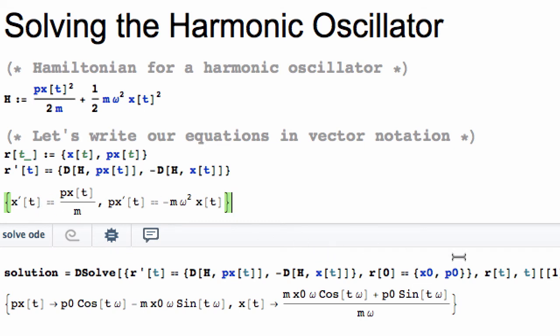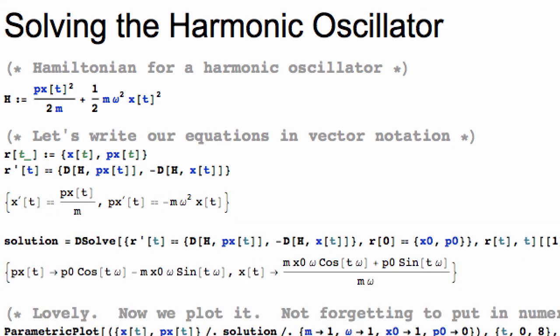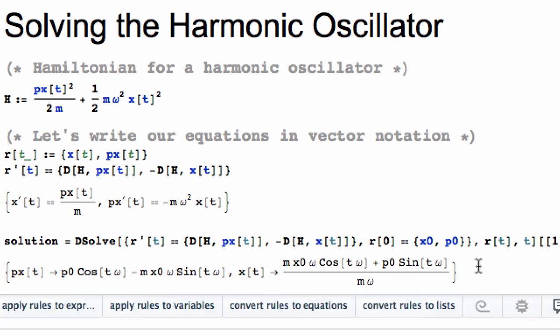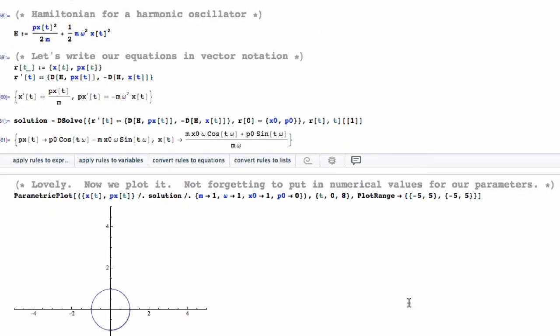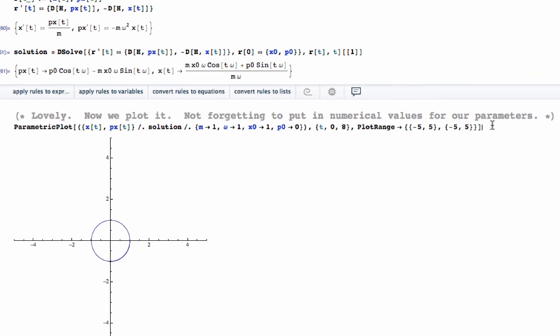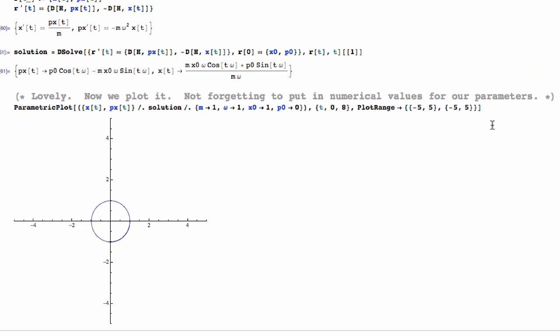right equations of motion. And now I can solve that in the normal way, so I'll plug in the same solution kind of command that I had before with my initial condition of x0 and p0 for my x and my p, and I get these two solutions. They're basically just cosines and sines with my initial values in there. If I want to plot it, I have to put in numbers. So here are my numbers, and you can see there it is.